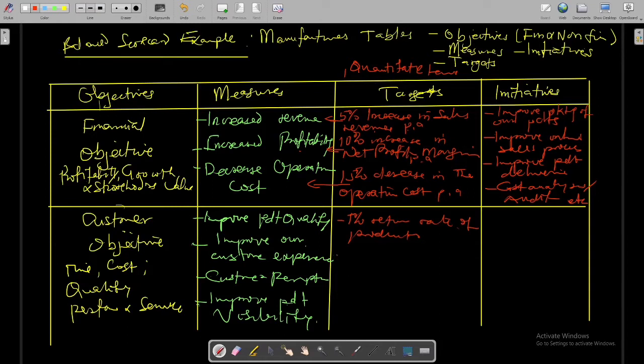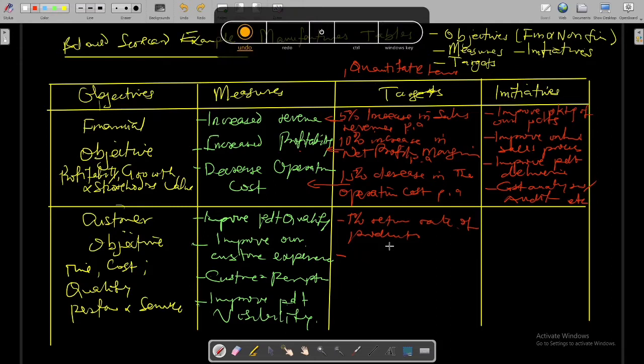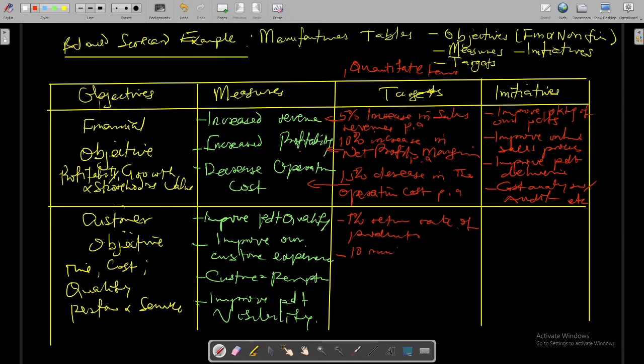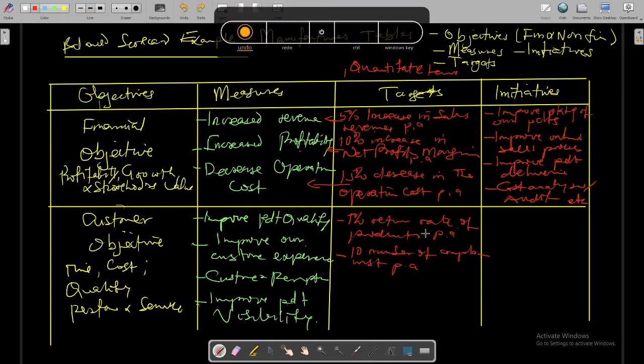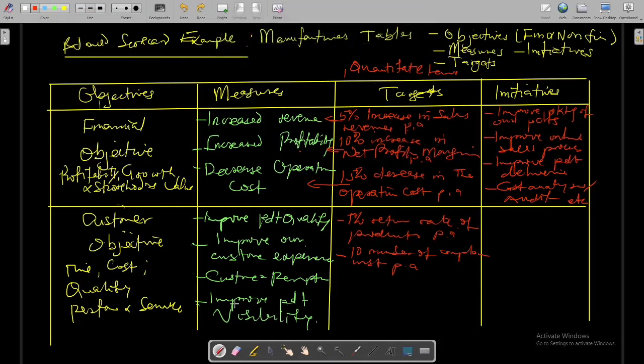Then, let me use a different measure. We should have 10 number of complaints per annum. Okay, 10 number of complaints per annum, and that will help us achieve this kind of measure.